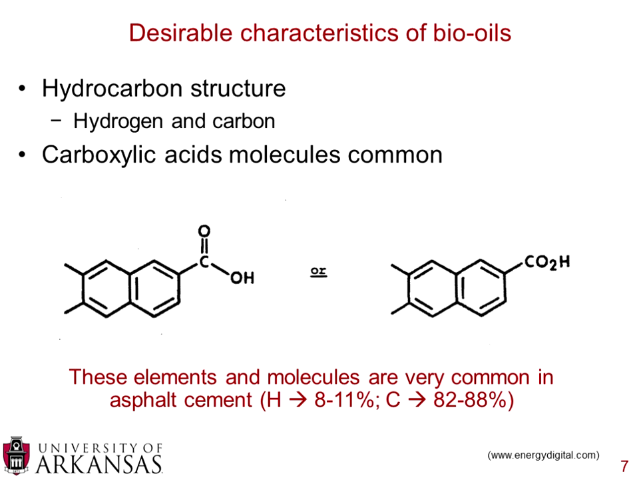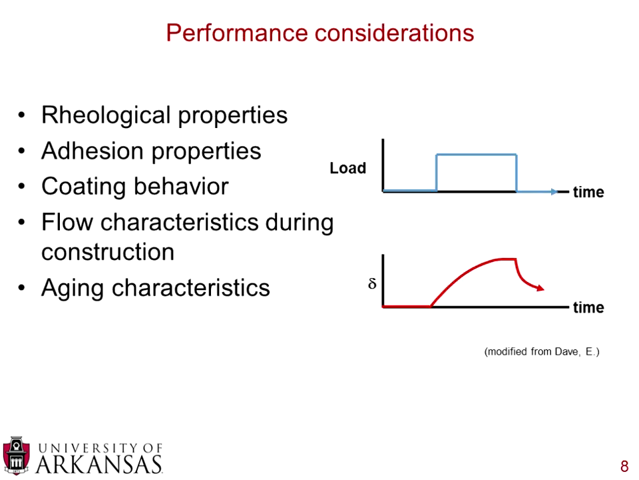When you're thinking about bio-oils and traditional asphalt cement, there's a lot of hydrogen and carbon in traditional asphalt cement and also in these biofuels. Both biofuels or biomass and asphalt cement are approximately 8 to 11% hydrogen, and the carbons are in the mid-80s. So if you can find different materials with similar elements and molecular structures, then you can start asking the question: can these biomasses or bio-wastes actually be incorporated into asphalt cement?